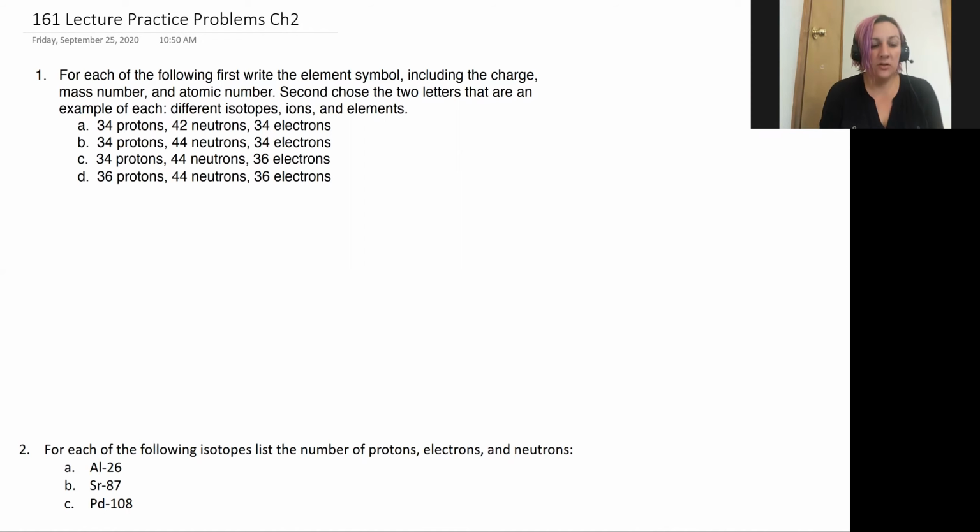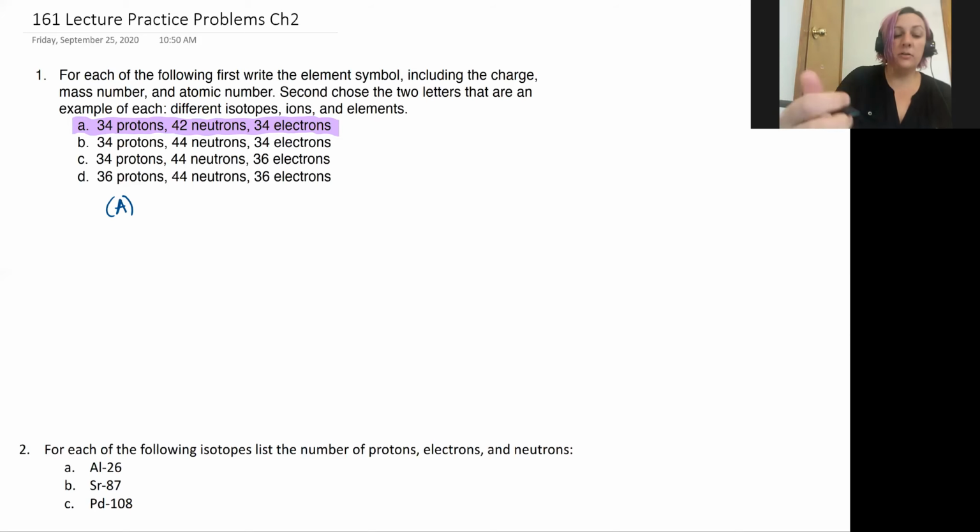And so for each of these, we're going to want to include the charge, the mass number, and the atomic number. And then we'll decide if we have different isotopes, ions, and elements amongst these ones we're drawing. So let's start with our first one right here, A. For number A, we have 34 protons, 42 neutrons, and 34 electrons.